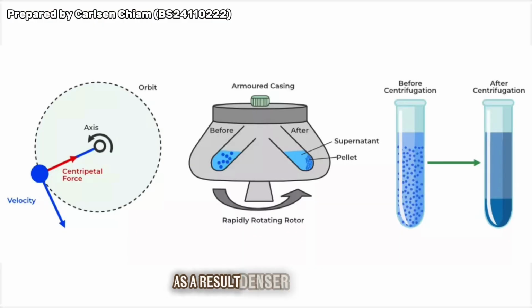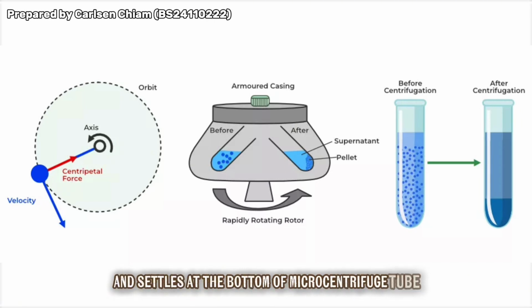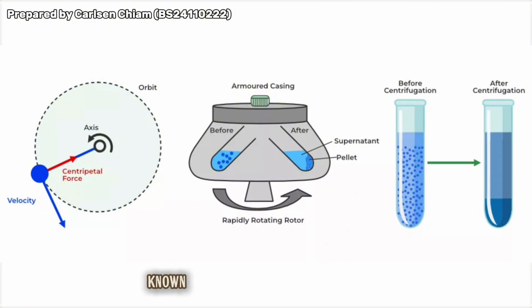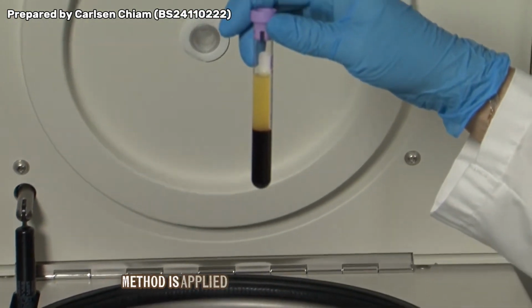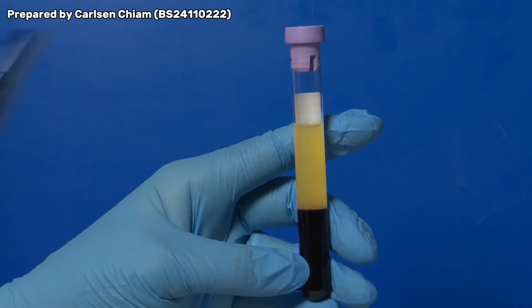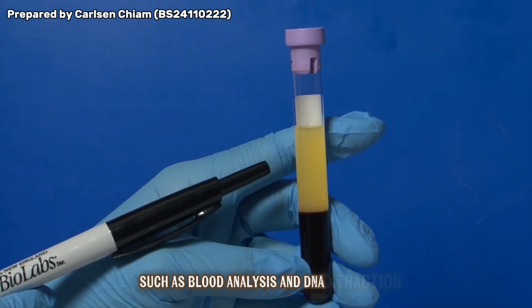As a result, denser components known as pellet move outward and settle at the bottom of the microcentrifuge tube, whereas lighter components known as supernatant remain at the top. This separation method is applied in various tests and experiments such as blood analysis and DNA extraction.